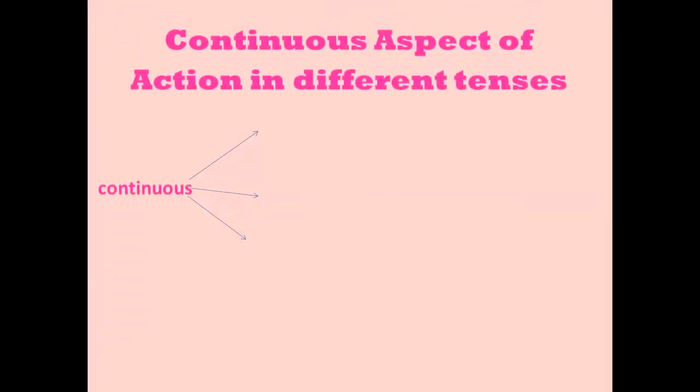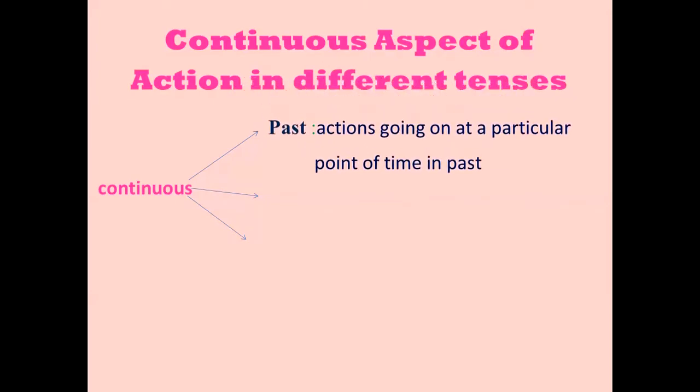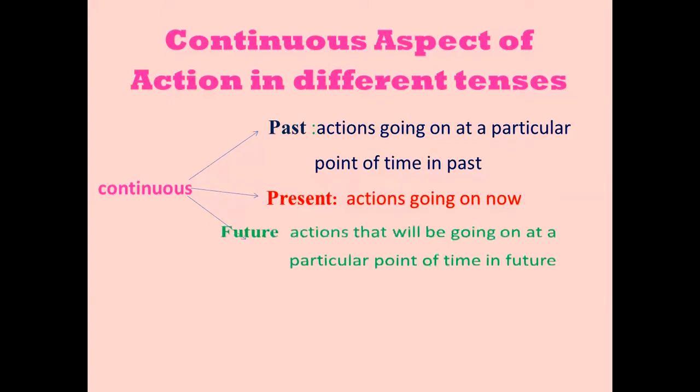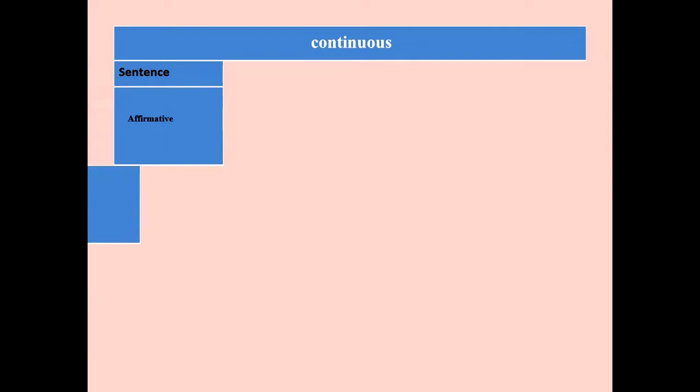Continuous aspect of action is used in past tense for the actions that were going on at a particular point of time in past, in present for the actions that are going on now, and in future for the actions that will be going on at a particular point of time in future. Let's see how sentences are formed in this aspect of action in all the tenses.